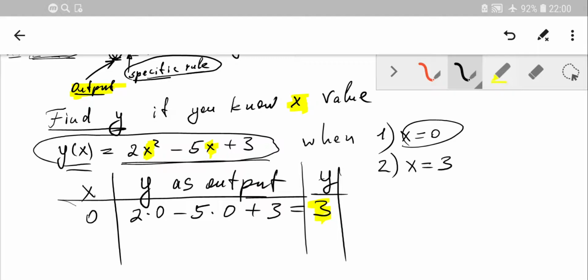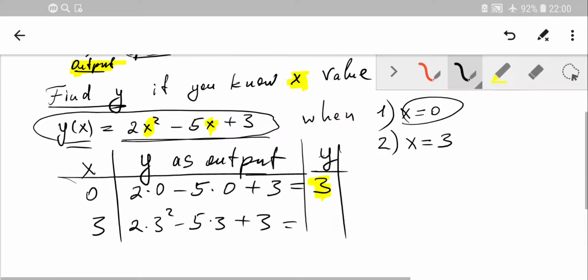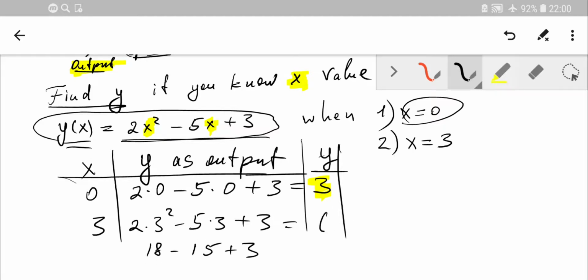Okay, so next one, x equals 3. We just put 3 instead of x, everywhere where it stays, we put the value 3. So 2 times 3 squared minus 5 times 3 plus 3. Okay, now let's calculate. 3 squared is simply 9, and 9 times 2 is 18, minus 15 and plus 3, and what we'll get is 3 plus 3, which is 6.